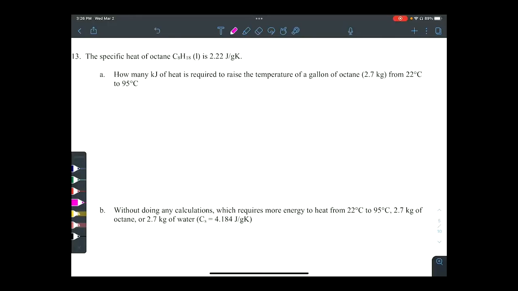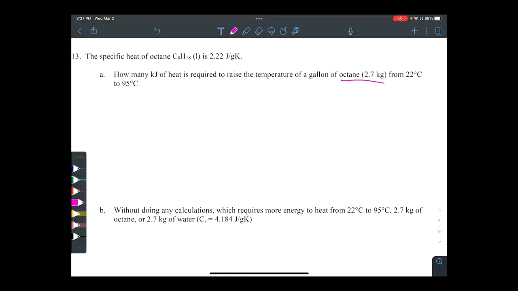Okay, all right, so octane, because octane is related to regular gasoline in cars. So I give you the specific heat there with the correct unit, joules per gram degree Celsius. So I'm asking you, how many kilojoules of heat is required to raise the temperature of a gallon of octane, and I tell you the mass, from this temperature to this temperature.